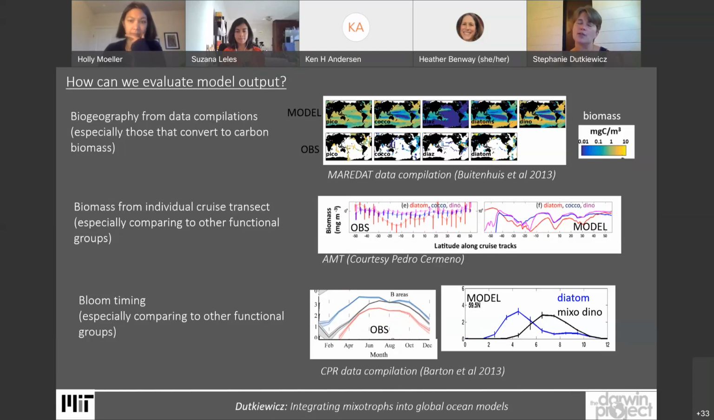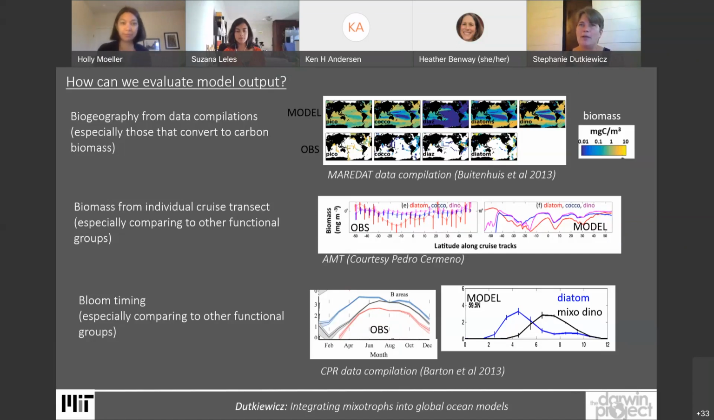In this particular case, it was carbon biomass. That's an incredible task, and one that is very helpful for modelers who do model with carbon biomass as being our main currency. But you'll notice there's a stark lack of dinoflagellates; they did not include dinoflagellates in their data compilations.